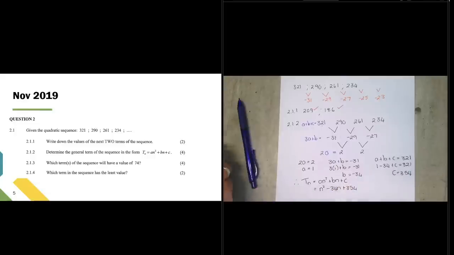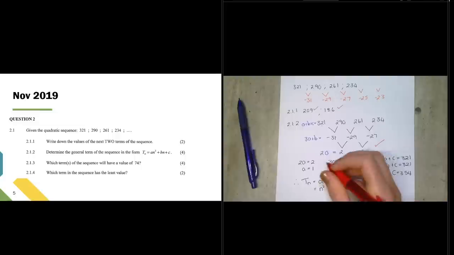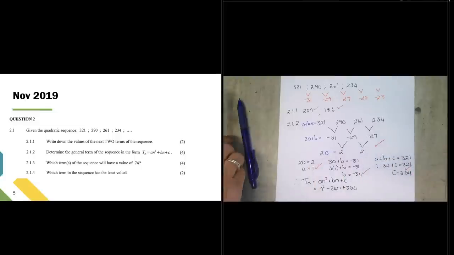354. Where did they allocate the marks? You'll see it's 4 marks. It is a mark for calculating up until the second difference, then a mark for calculating A, for B, and for C. And that gives me my 4 marks.